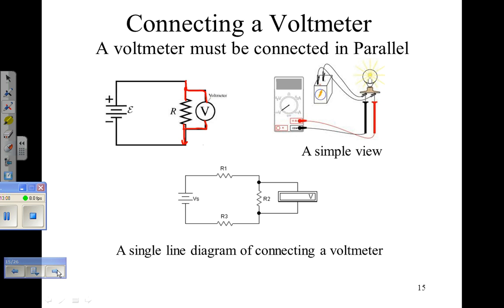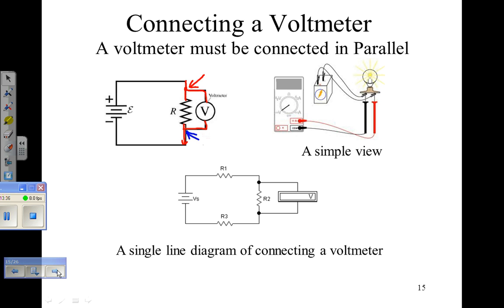Now, it reads the difference between the voltage coming in here and the voltage down here. It's the difference in voltage between point A and point B. And in this load, you'll notice that we only have one resistor, so all of the voltage will be dropped across that resistor because it's the only load.